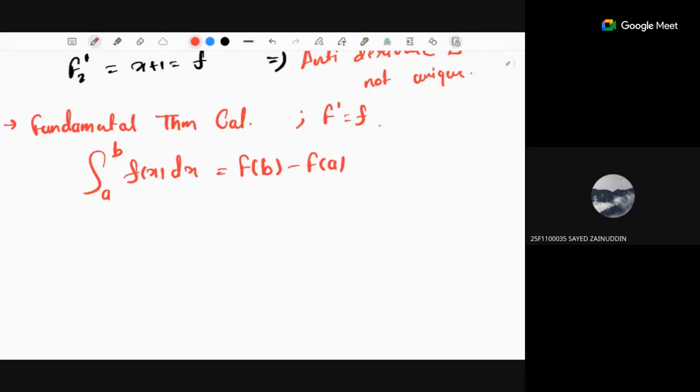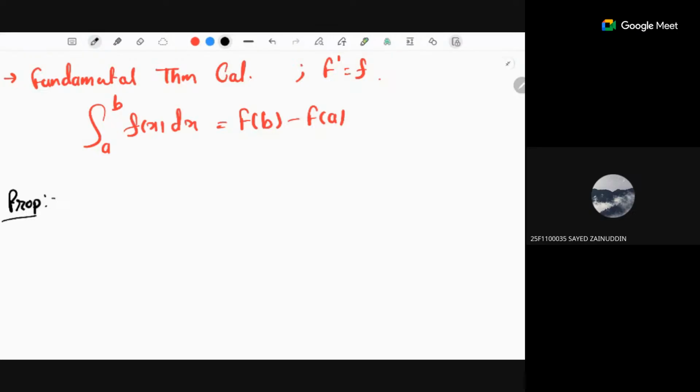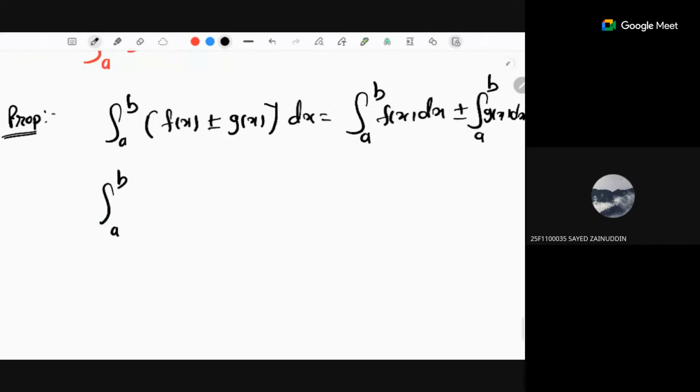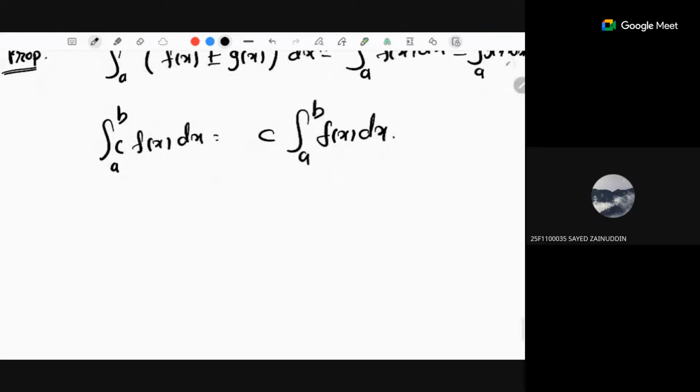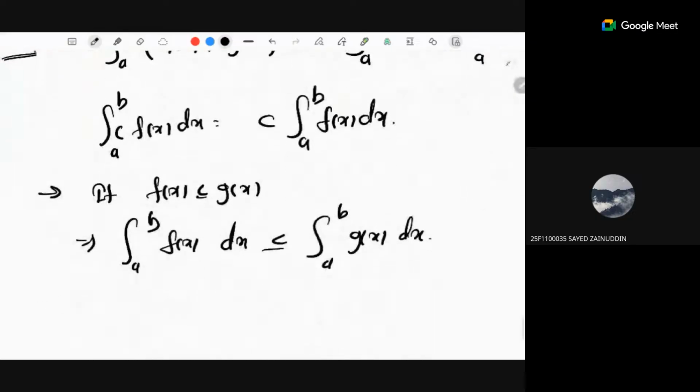Now we have several properties of integration. So I'll list down every property. These are basic properties. The first property is you can distribute the integration over the sum and difference of two functions: integration a to b f of x dx plus or minus integration a to b g of x dx. You can also take a constant common: integration a to b c times f of x dx is the same as c times integration a to b f of x dx. I think you are familiar with these rules, right? The next rule is that if f of x is less than or equal to g of x, then this implies integration a to b f of x dx is less than or equal to integration a to b g of x dx. These are simple basic rules you can also find in the lecture slides.